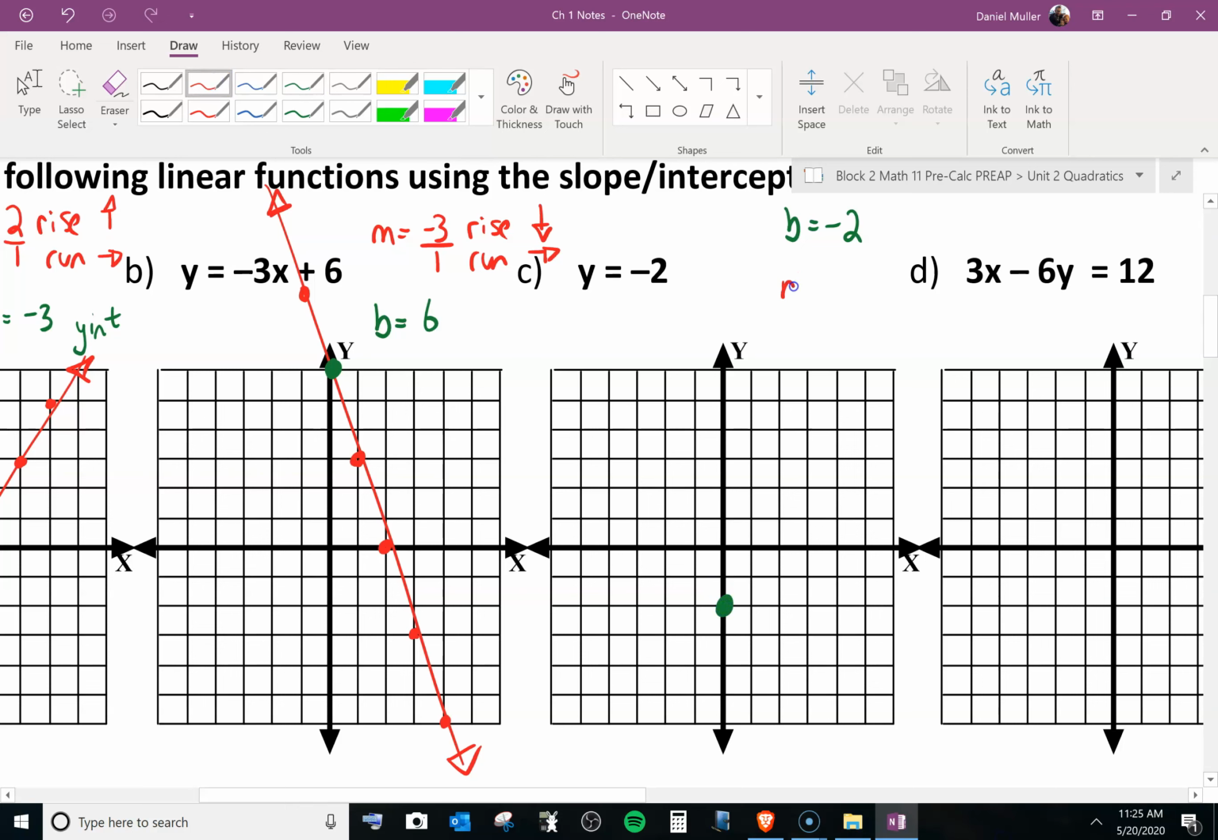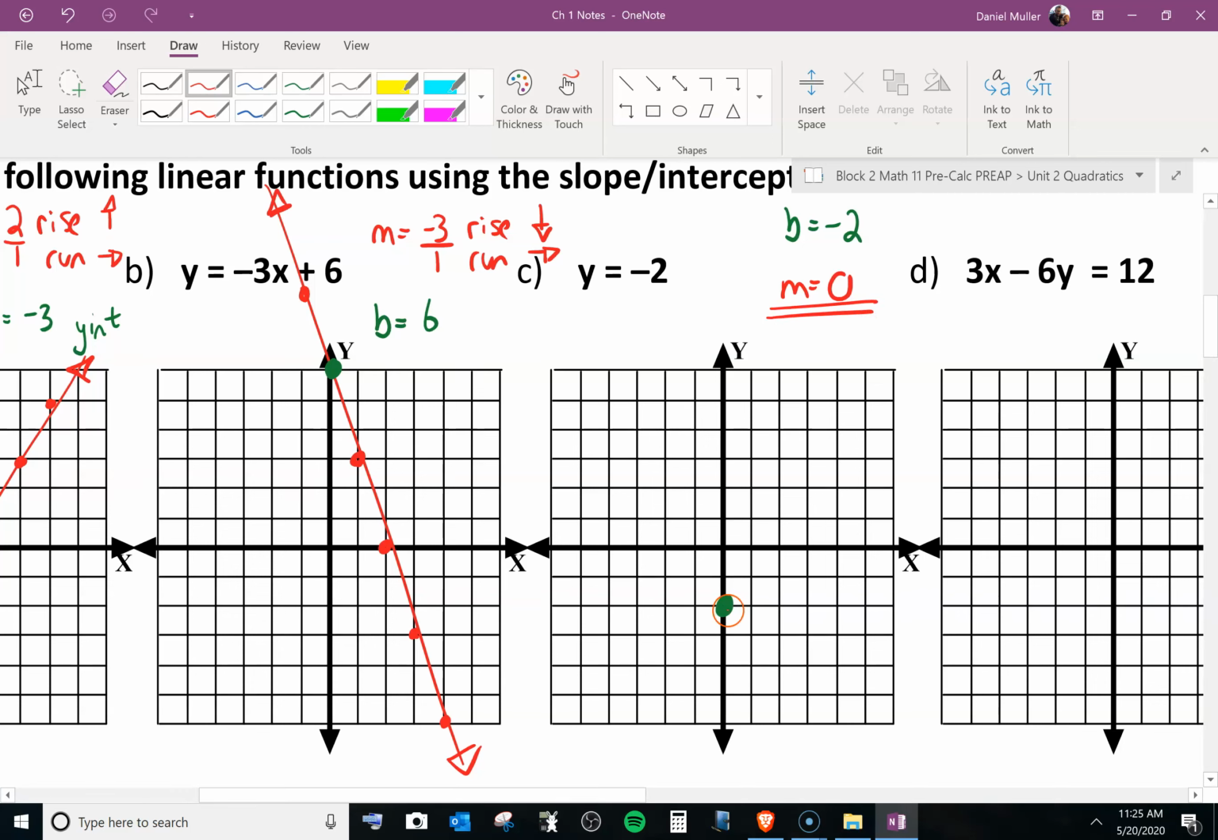Now our m is the number in front of the x, but there is no x. And that's because our m is 0. 0 would have made the x disappear. 0 times anything is 0, and we just don't even need to write it. That means that our slope is 0.